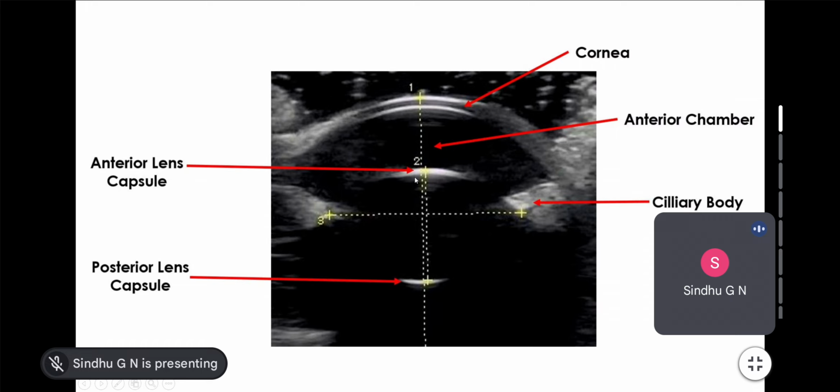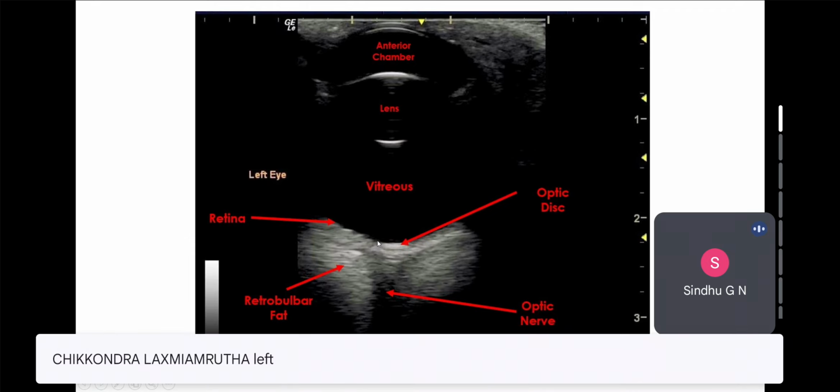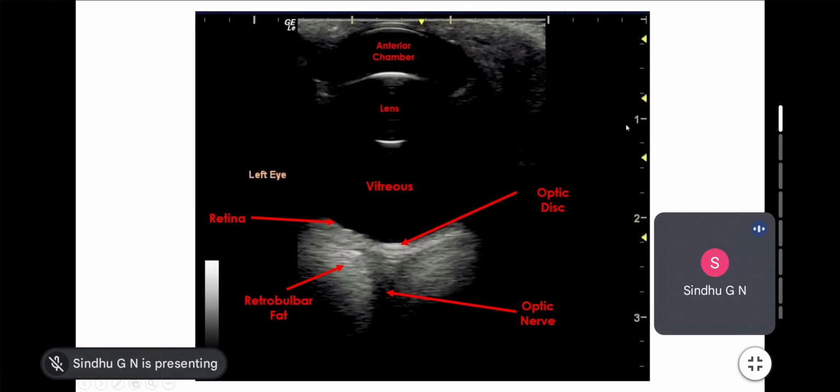Then behind is the vitreous, which is again fully anechoic, and the retina. A thick area will be there because of the myelination. It will appear hyperechoic. That is the optic disc. Then the optic nerve behind that. This one. And on either side, retrobulbar fat. So these are the structures we see on a transverse view of a normal eye.